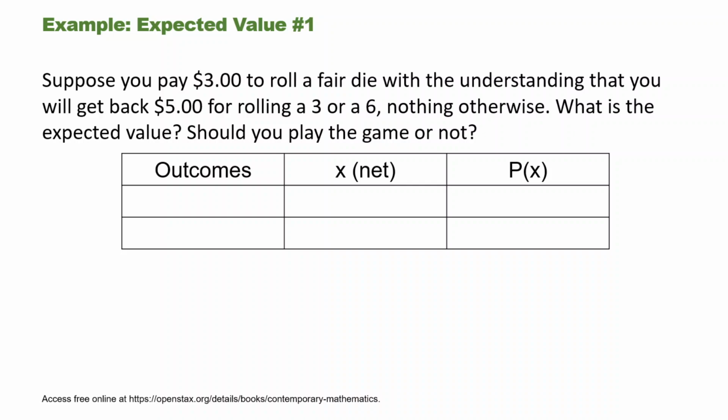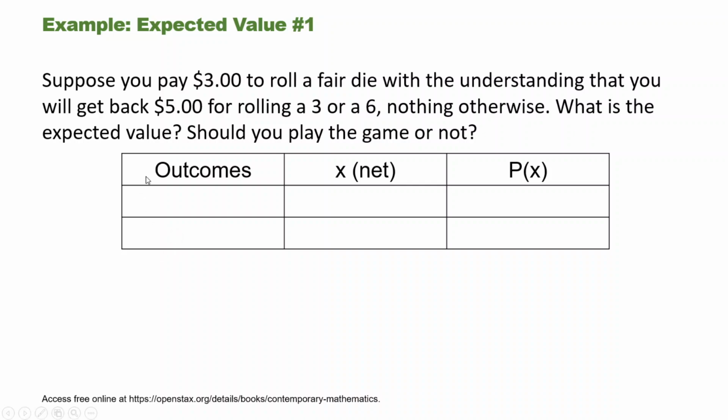Example, expected value number 1. Suppose you pay $3 to roll a fair die with the understanding that you will get back $5 for rolling a 3 or a 6, nothing otherwise. What is the expected value? Should you play the game or not?